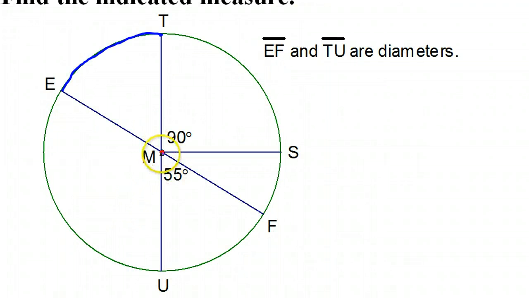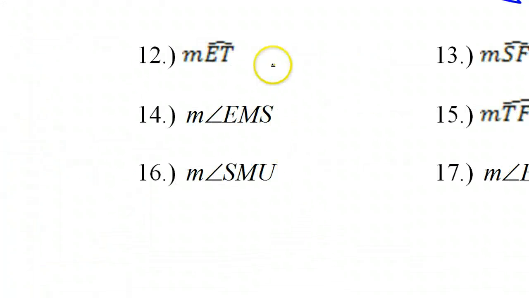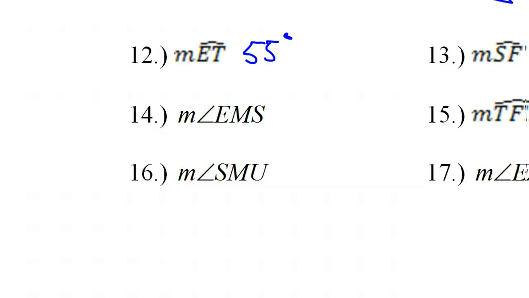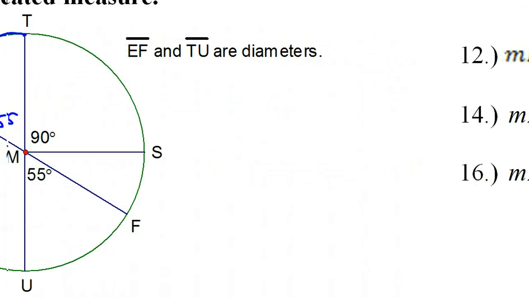Well, this is the central angle. So the angle and the arc should have the same measure. These are vertical angles, so if this is 55, then this will be 55. Which means the arc will also be 55 degrees. Okay, so 55 degrees. Number 13, arc SF.